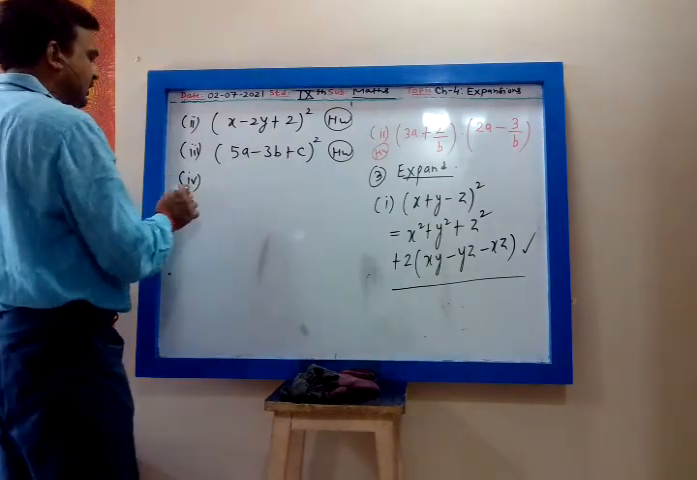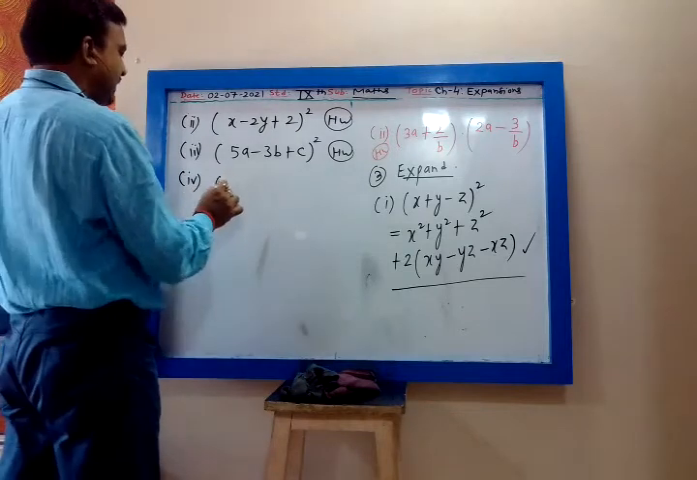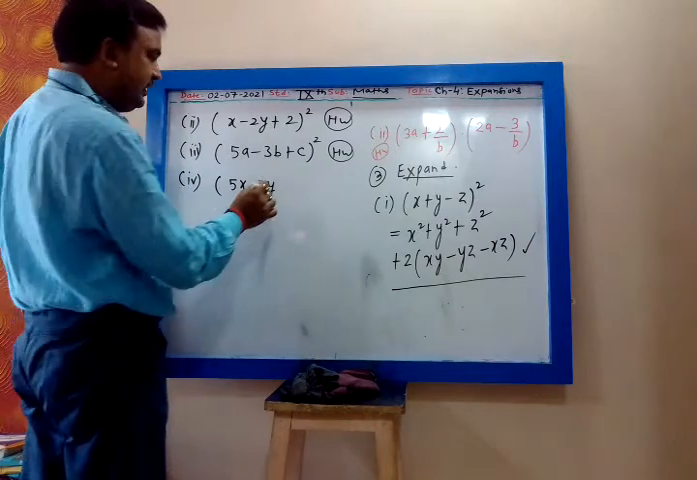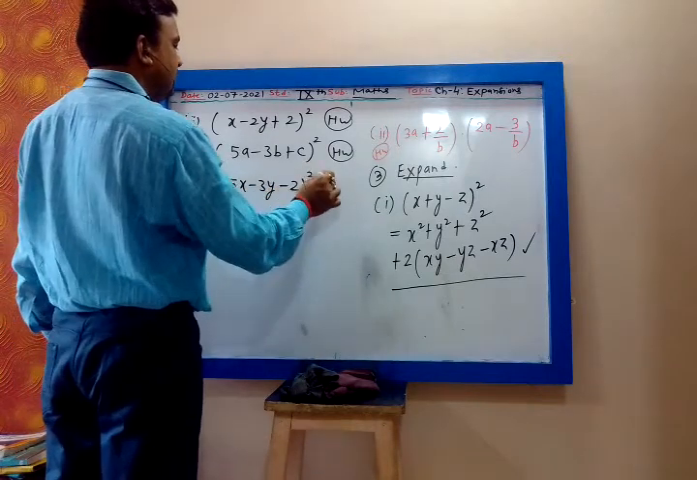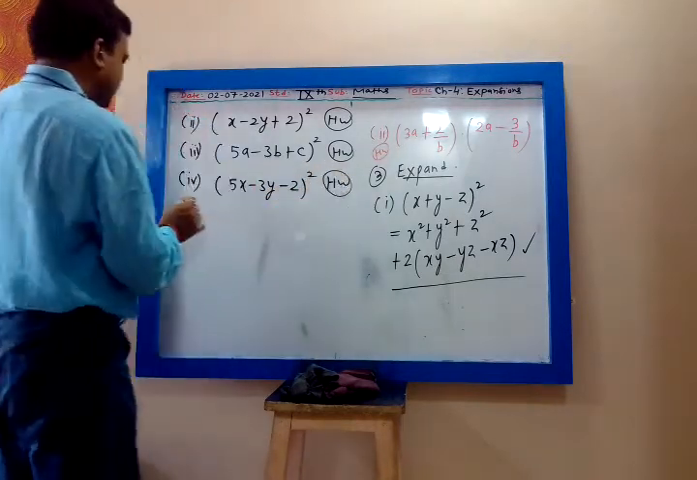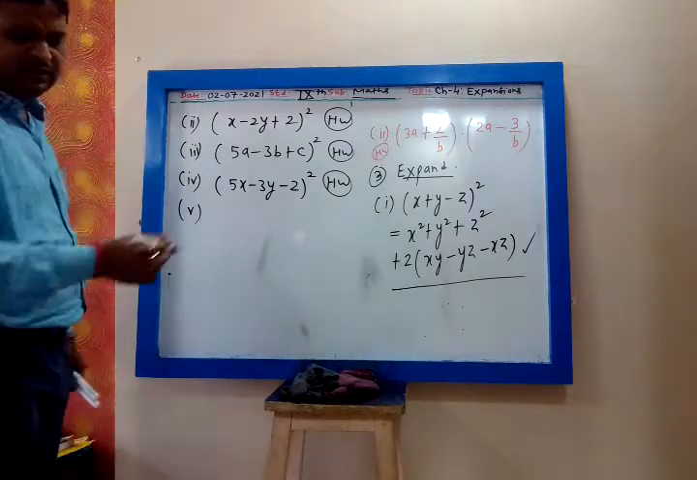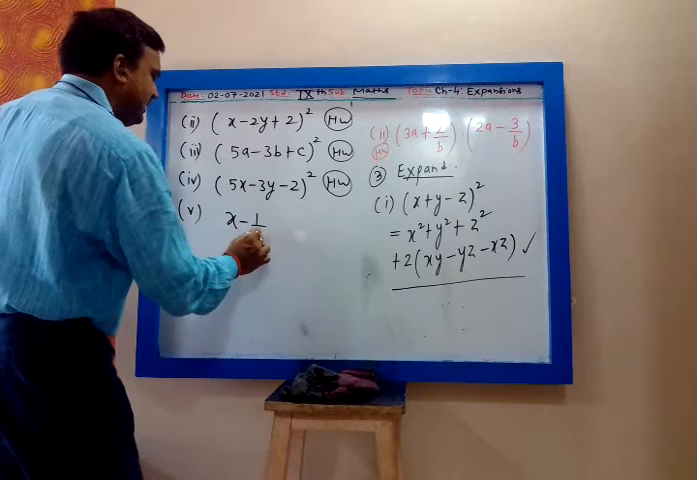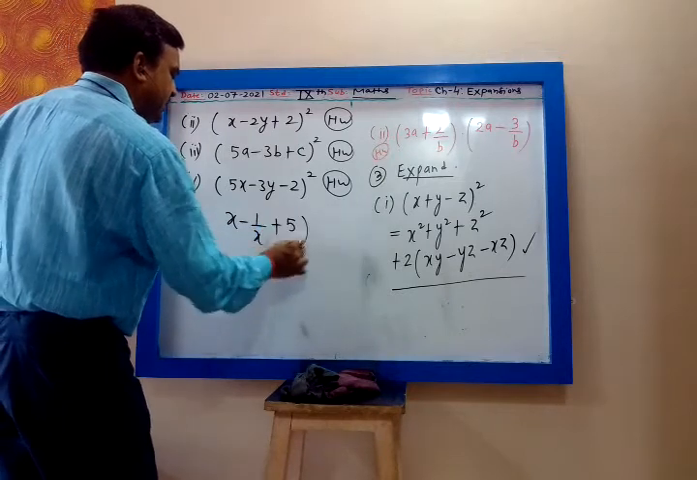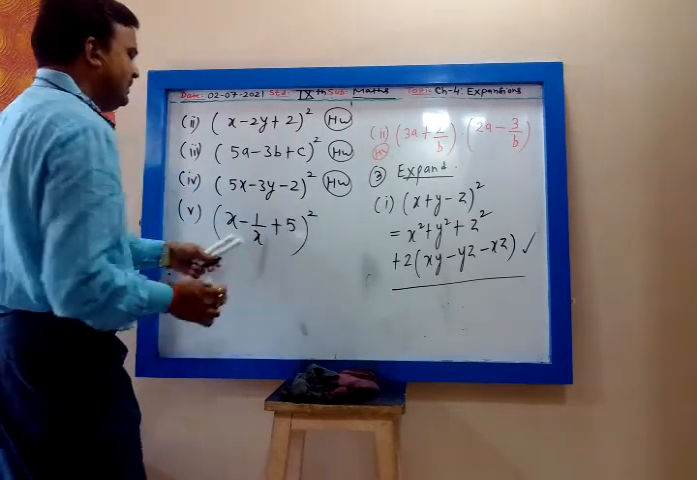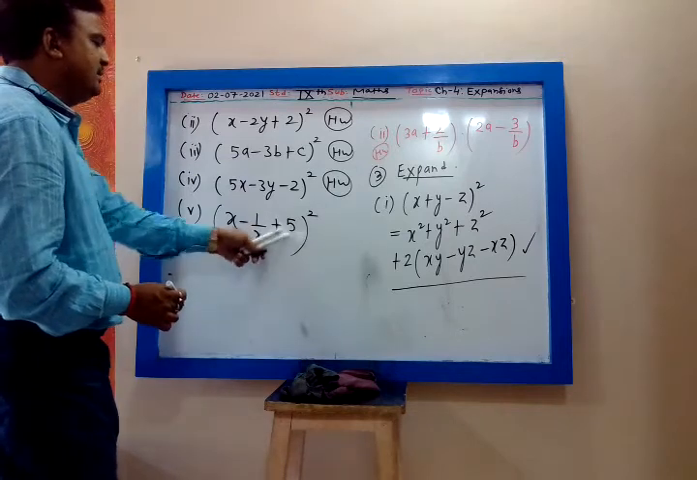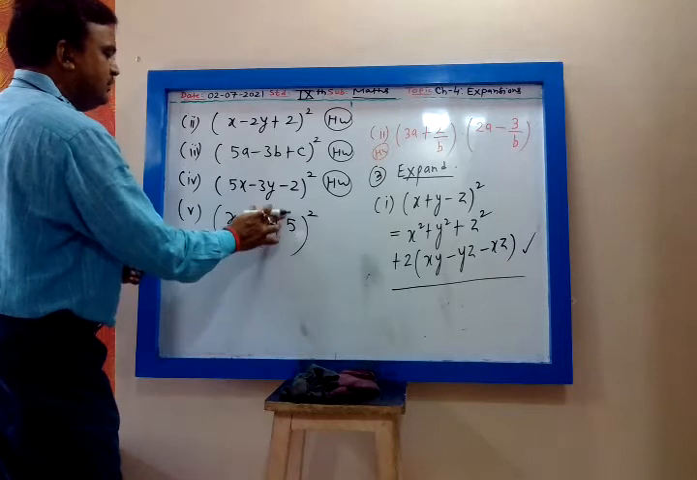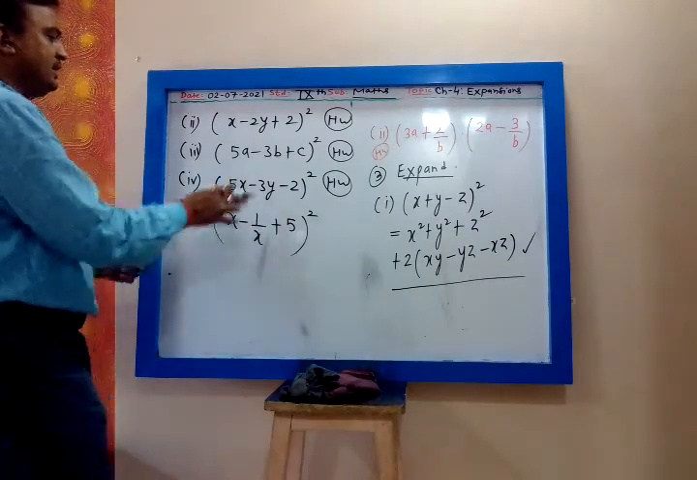Okay. Fourth one. 5x minus 3y minus 2 whole square. So homework. Then fifth. These are trivial questions. That is why I am giving homework finally. Otherwise, x minus 1 by x plus 5 whole square. Again, this is a plus b plus c whole square. A square plus b square plus c square plus 2 times multiplication of these two, multiplication of these two, multiplication of these two with their usual sign.